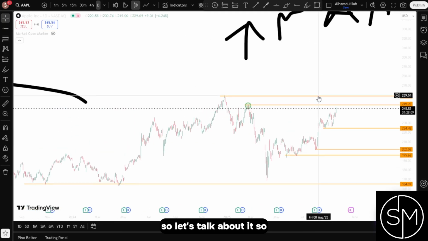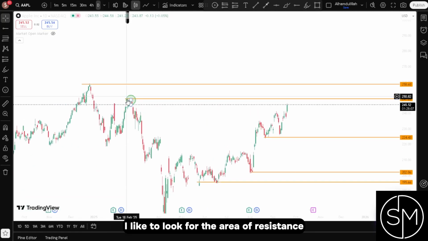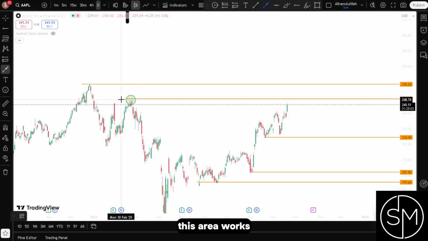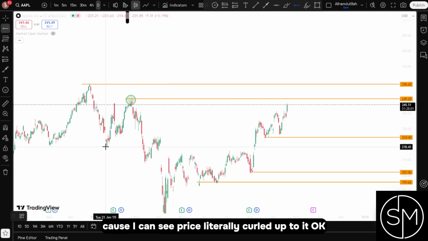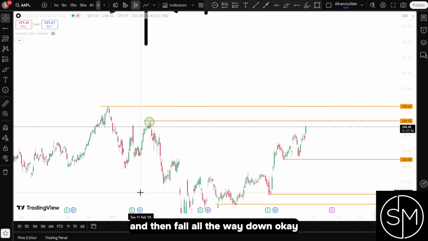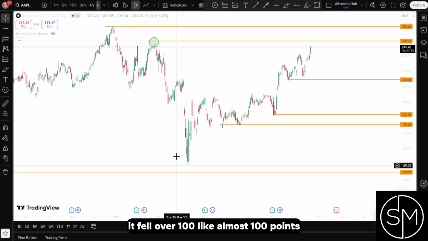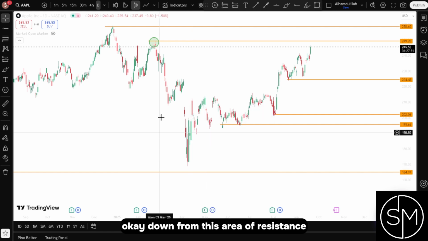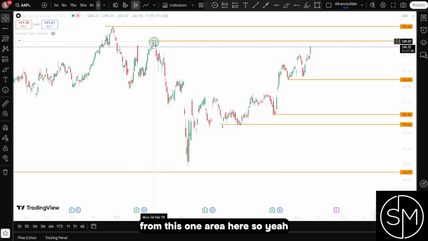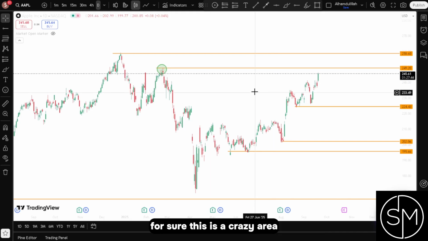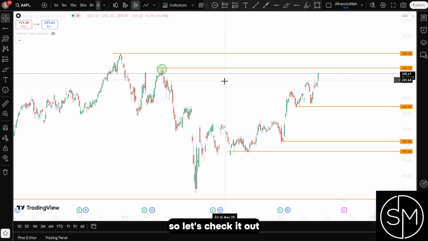So let's talk about it. I like to look for the area of resistance above current price, take this heavy area right here. This area works because I can see price literally curled up to it and then fall all the way down. It fell almost 100 points down from this one area of resistance. So yeah, price needs to try and tap here and break this for sure. This is a crazy area. So let's check it out.